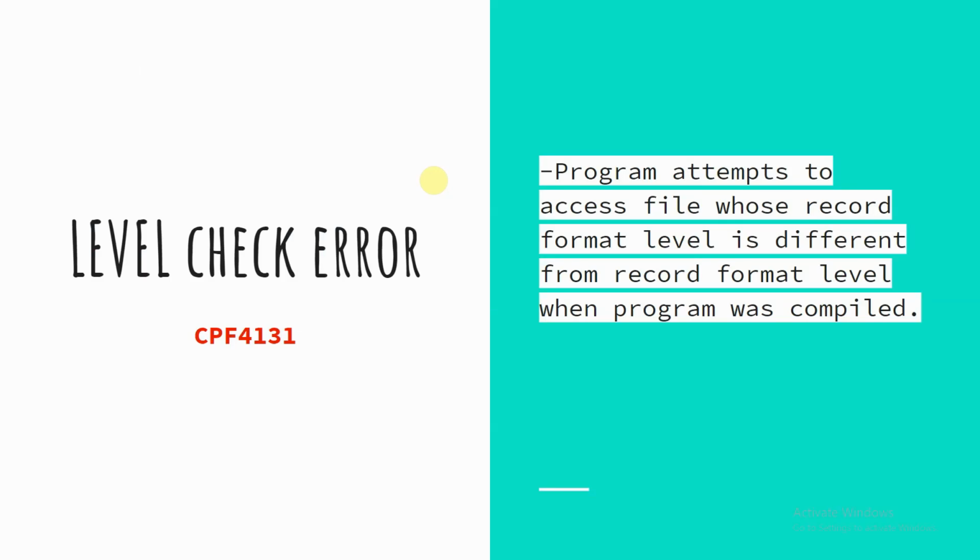The level check error is CPF4131. This is the ID for the level check error. In this case, the program attempts to access a file whose record format level is different from the record format level when the program was compiled. So this is the issue, and that's why you are getting the level check error.